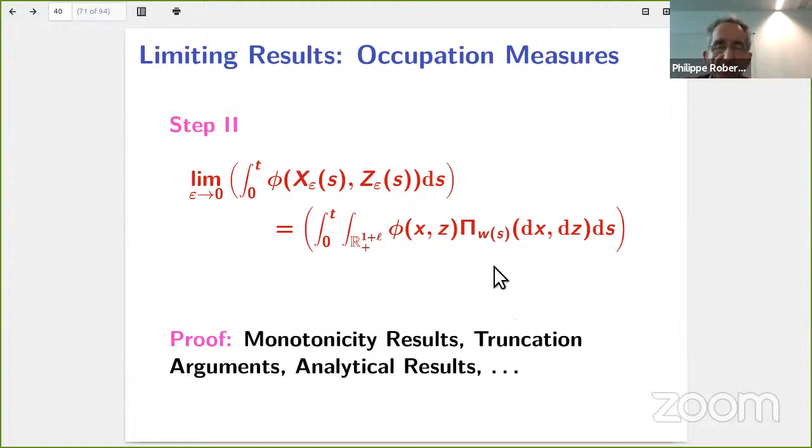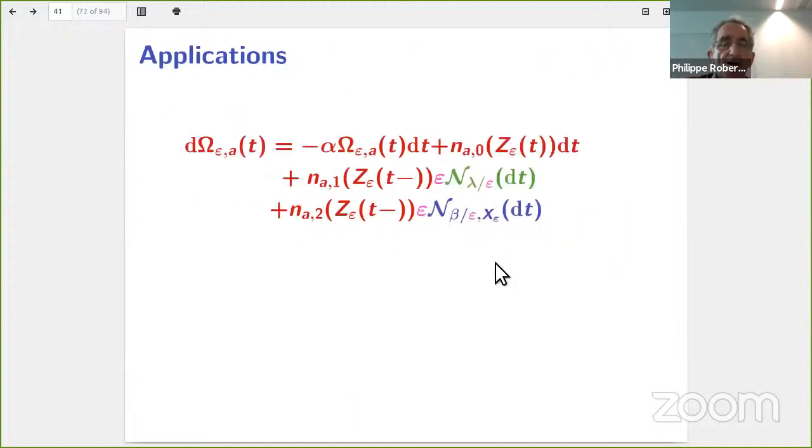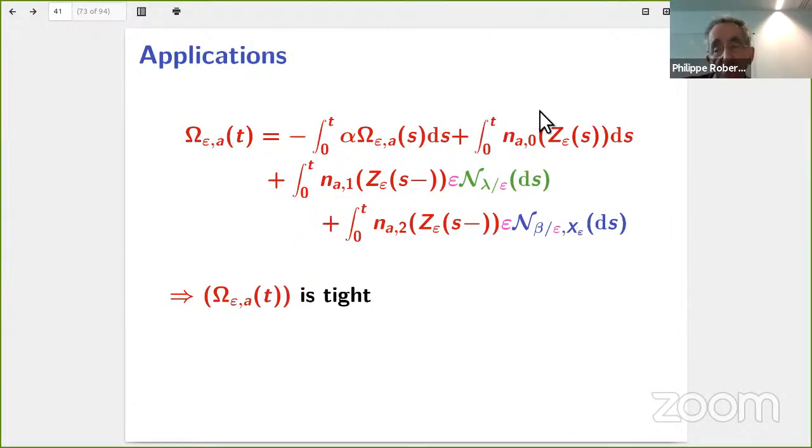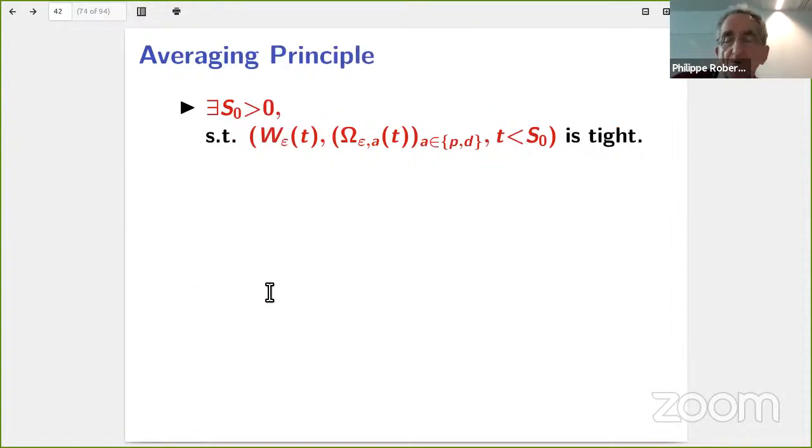So these are technical results which are necessary to prove our main result. Because now if you look at my synaptic weight process, then you can represent it as an integral like that, and you can see that we have all the ingredients we want, because the previous technical steps allow us to describe the limit of all these quantities. In particular, we can show that these processes are tight, and the result is an averaging principle. There is some fixed quantity S0, which is deterministic, so that if I look at the process W epsilon, omega epsilon, then this is a tight process, but it is stopped at S0. So this is important.